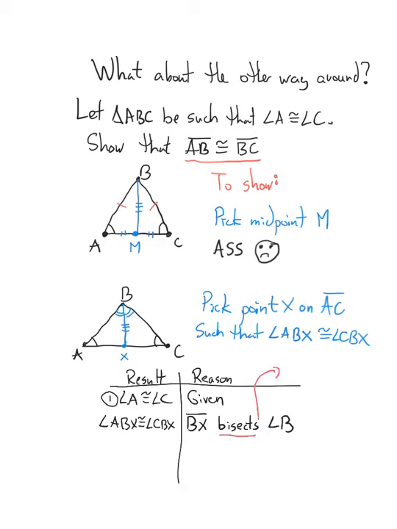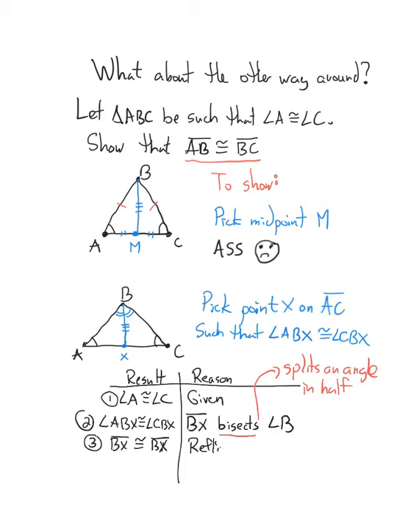And maybe I'll just define bisects for you here. So bisects means splits an angle in half. So that's how we drew that line segment there. We picked it so that it bisected angle B. So that's 2. And the third one, of course, so we have our two angles. We also know that line segment BX is, of course, congruent to line segment BX. And we know that by reflexivity.